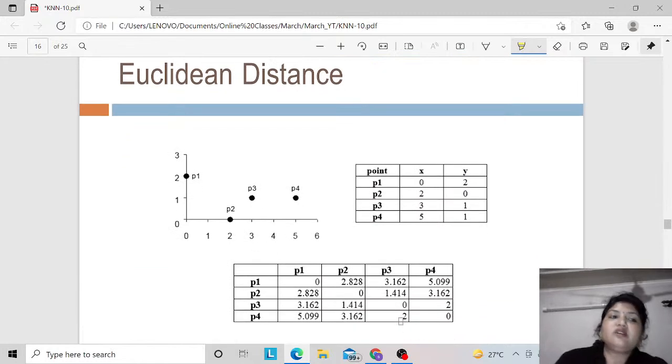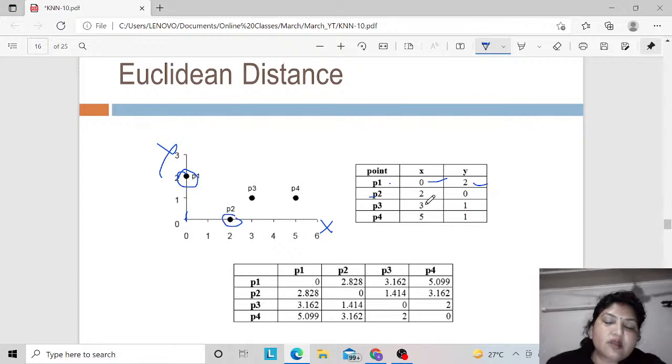Let us take how we calculate the distance. Here we have points. First, let us take P1: x is 0 and y is 2. Then P2: x is 2 and y is 0. Then P3: x is 3 and y is 1. Then P4: x is 5 and y is 1.